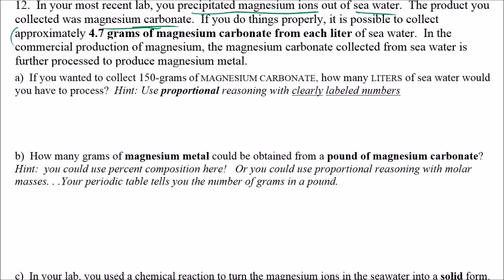You can get 4.7 grams magnesium carbonate from each liter of seawater. That's a ratio. That's what's useful for solving problem A. So it says, a hint, use proportional reasoning with clearly labeled numbers. This is what that would look like.